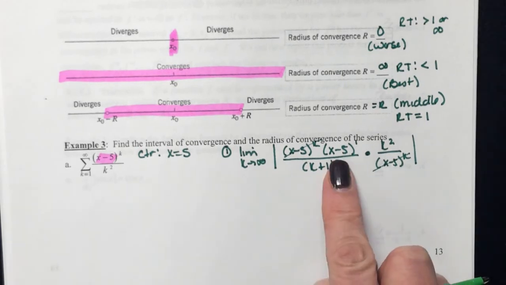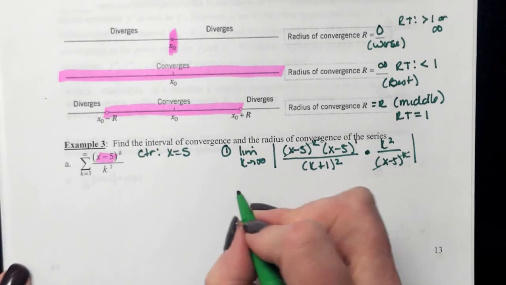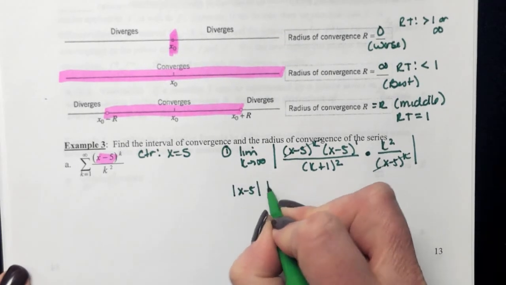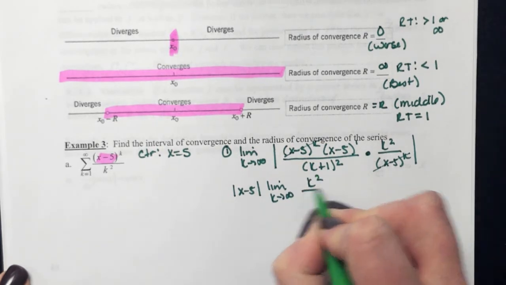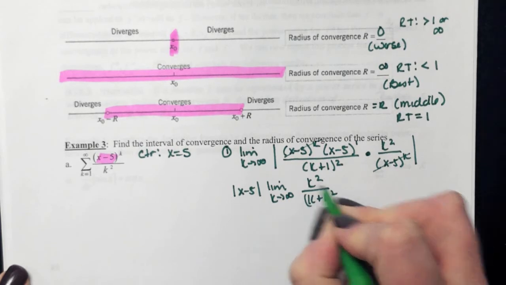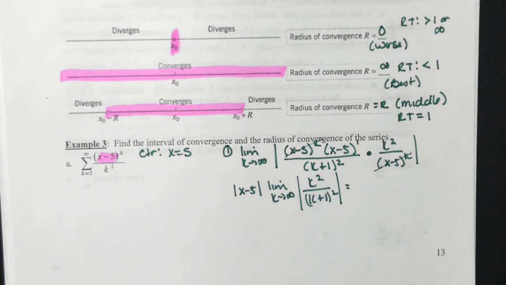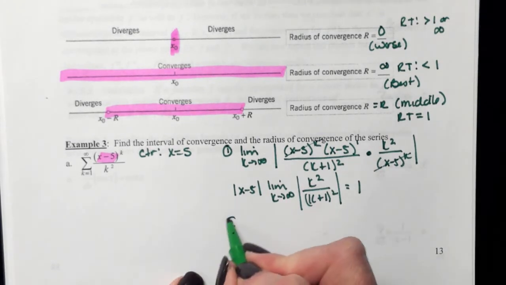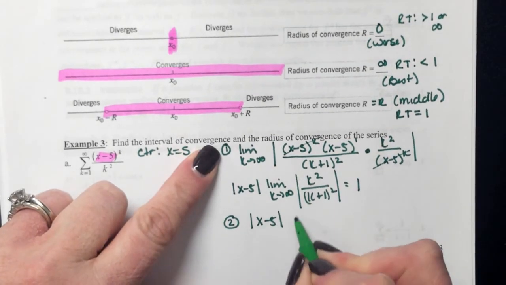What can I factor out when I'm trying to find the limit as k goes to infinity? I can factor out the absolute value of x minus 5 times the limit as k goes to infinity. So I'm left with k squared over k plus 1 to the second. So what's that limit going to be equal to? That limit's going to be equal to 1. So which scenario do I have? The best, worst, or middle of the road? Middle of the road. So to find the radius of convergence, I have to find where the absolute value of x minus 5 is less than 1.